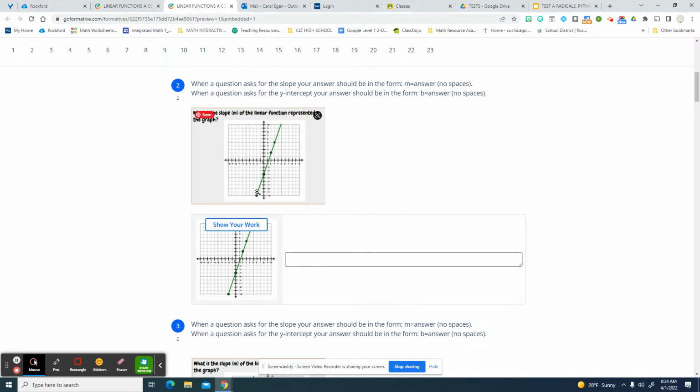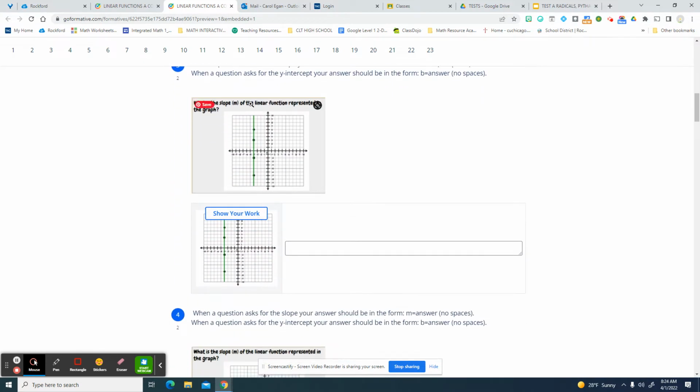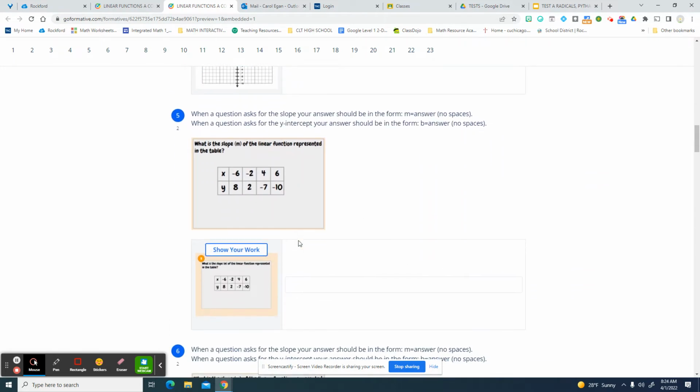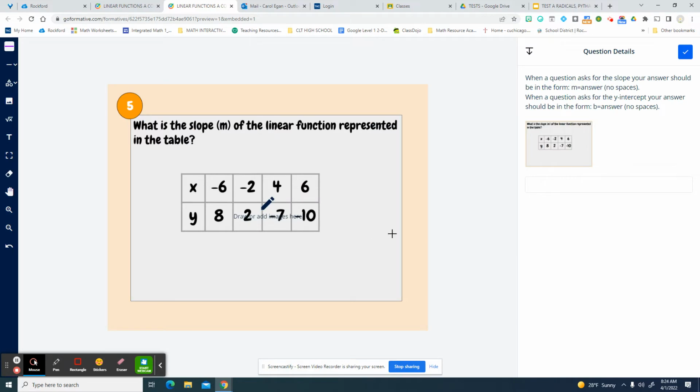Okay, number 2, we're not going to do, but we should see this is going uphill, so this is going to be positive slope. Number 3, they're asking you, can you fly? No, you cannot. This is undefined. Number 4, flat line, flat ground, slope should be 0. Okay, number 5, finding it from a table.